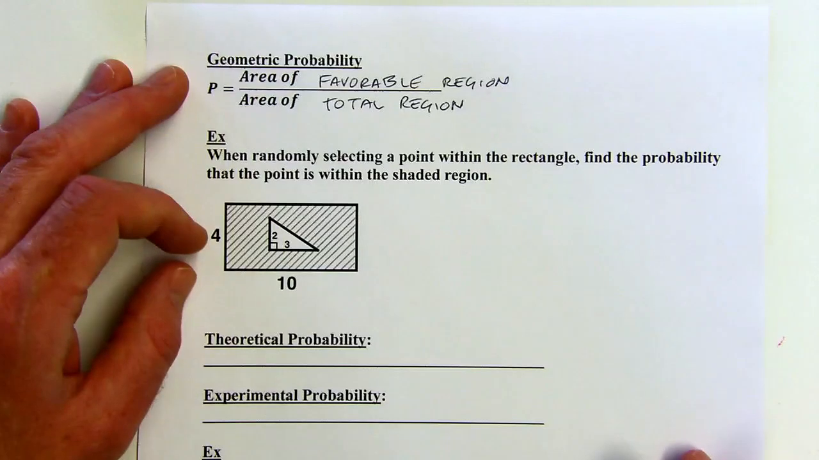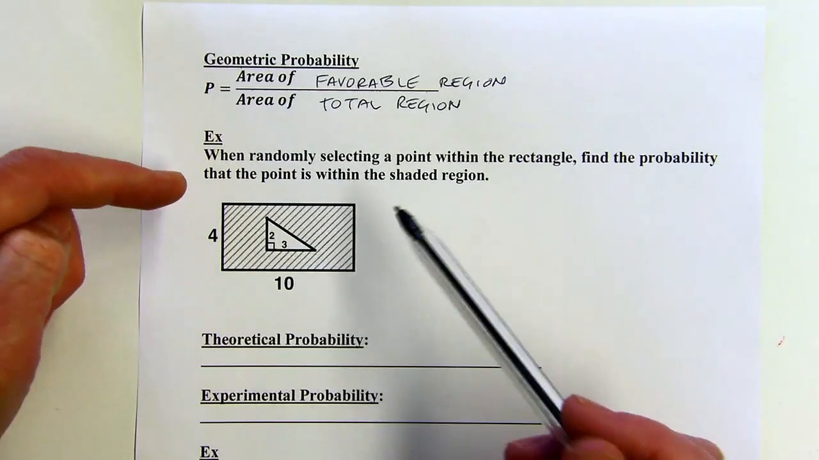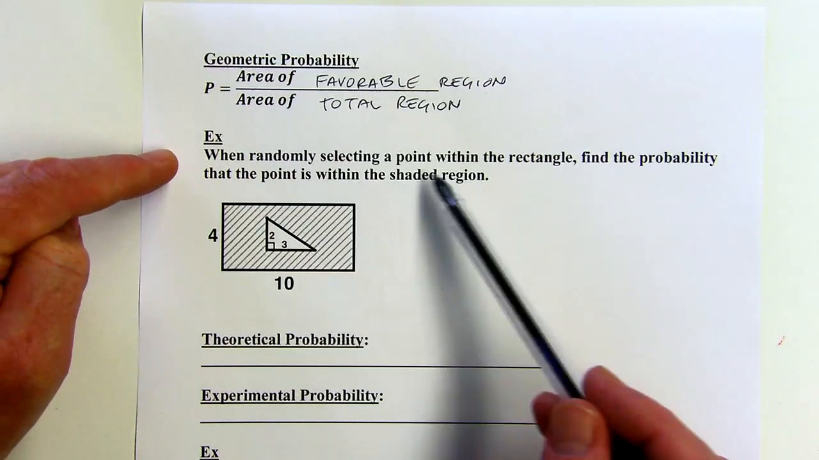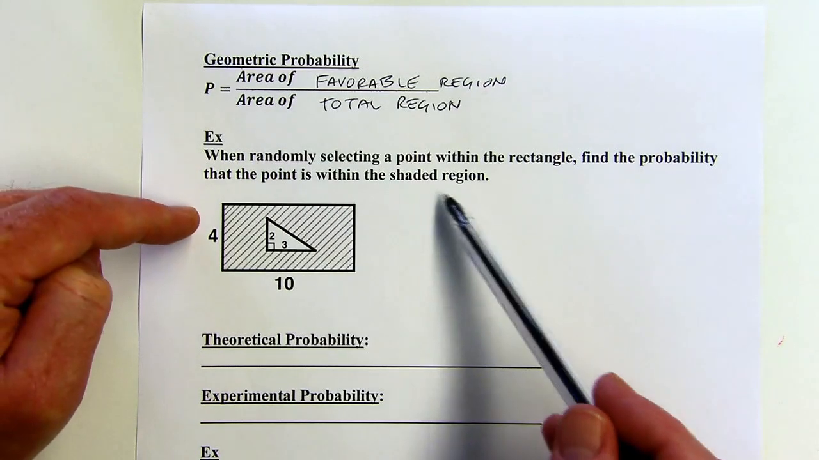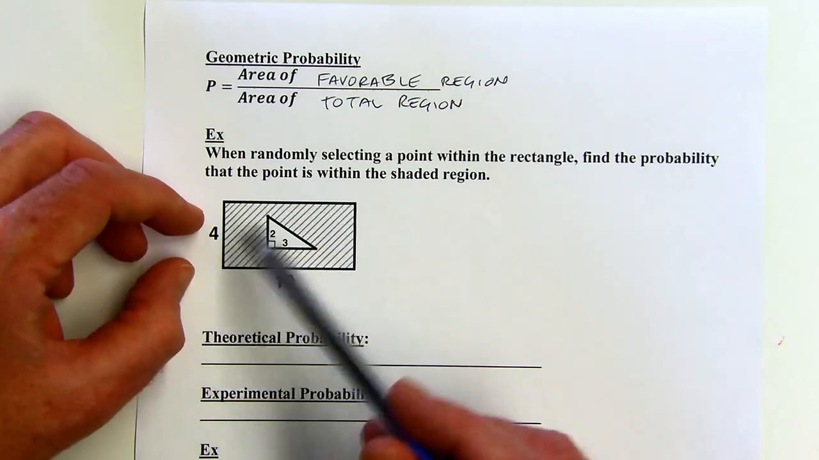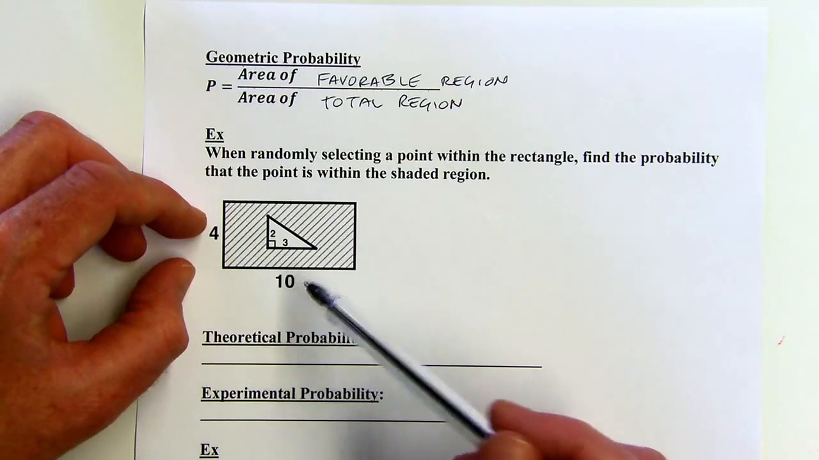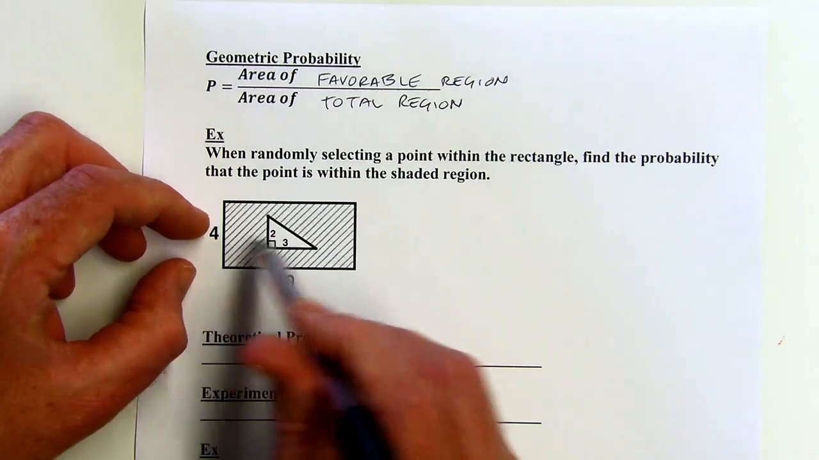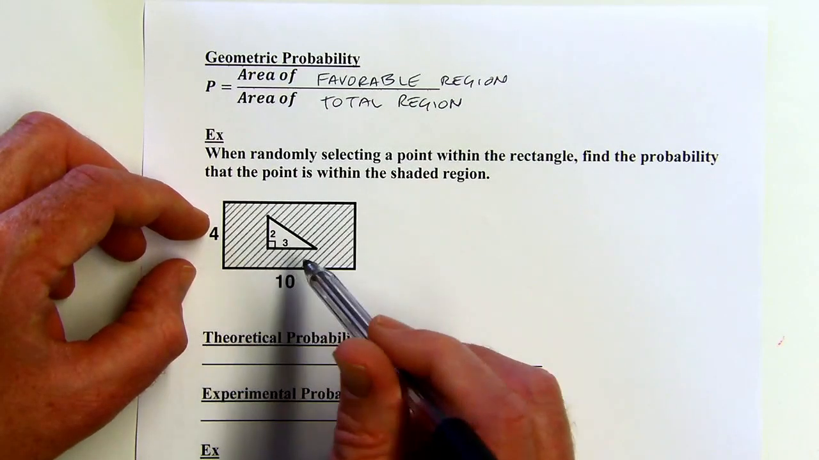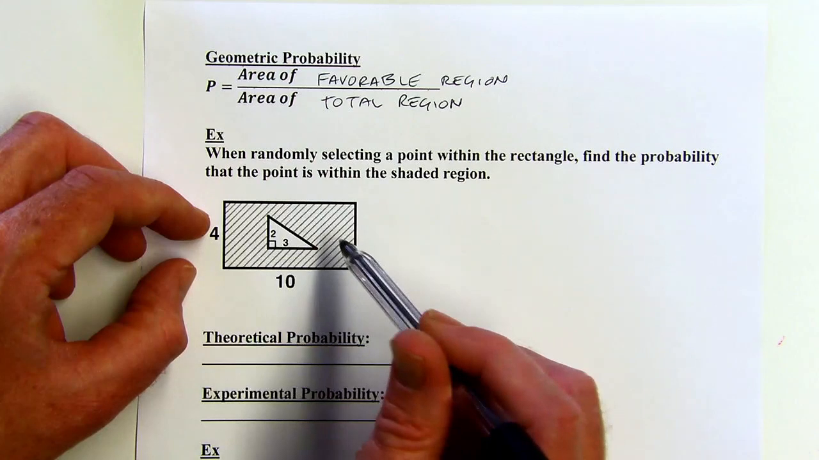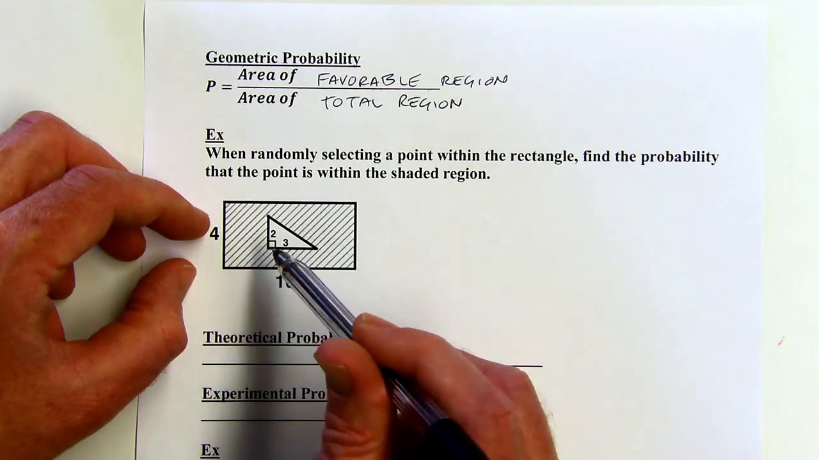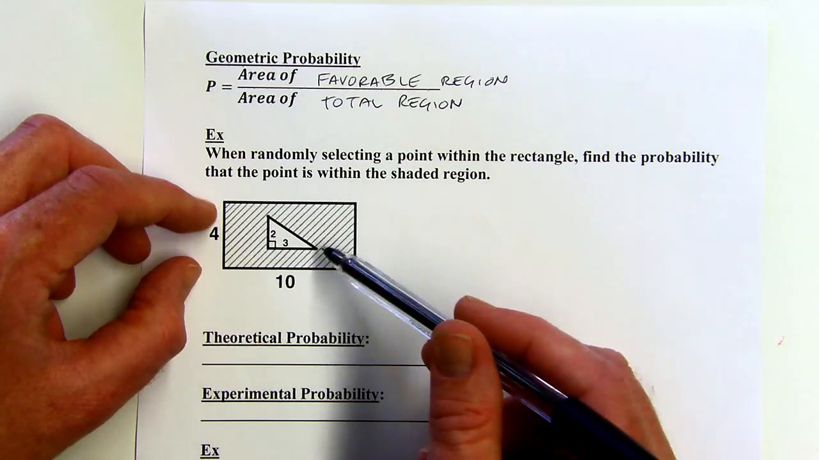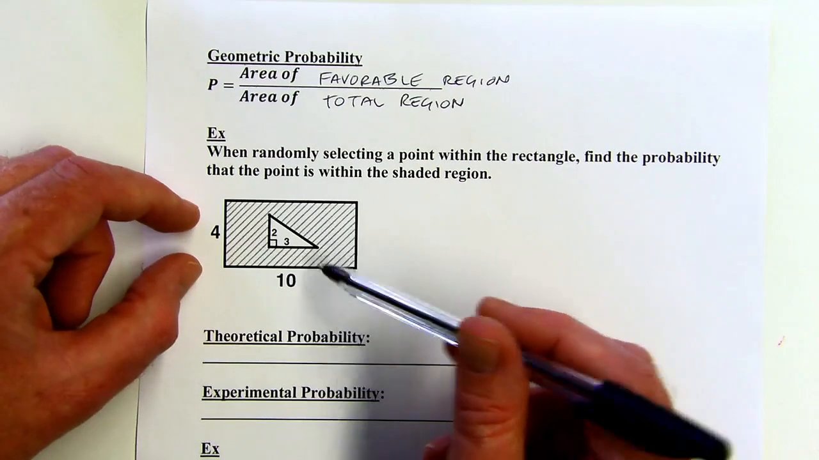Okay, so looking at this problem, let's see. When randomly selecting a point within a rectangle, find the probability that the point is within the shaded region. Okay, so in other words, let's say this is a weird dartboard, and we're going to throw a dart. It's going to land somewhere within the rectangle. Okay, so you're good enough at darts to hit the dartboard every time, but you're bad enough that your shot is totally random within the rectangle. So we want to find the probability that we're going to hit the shaded part.